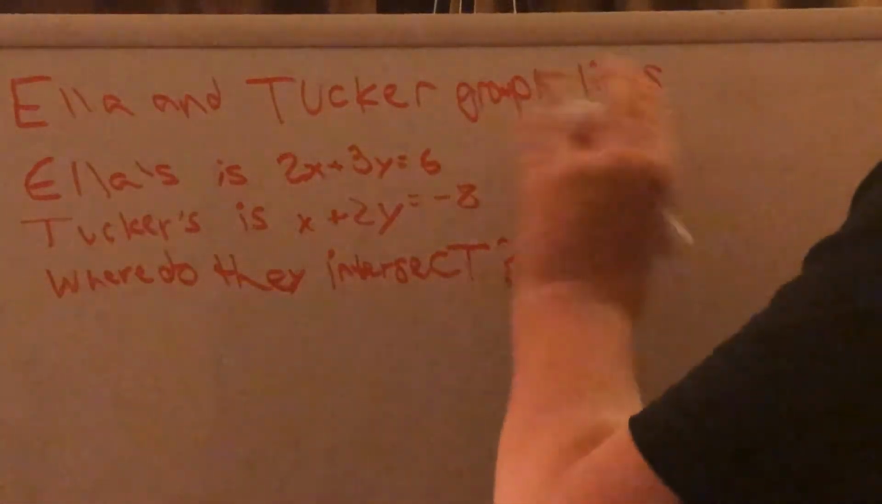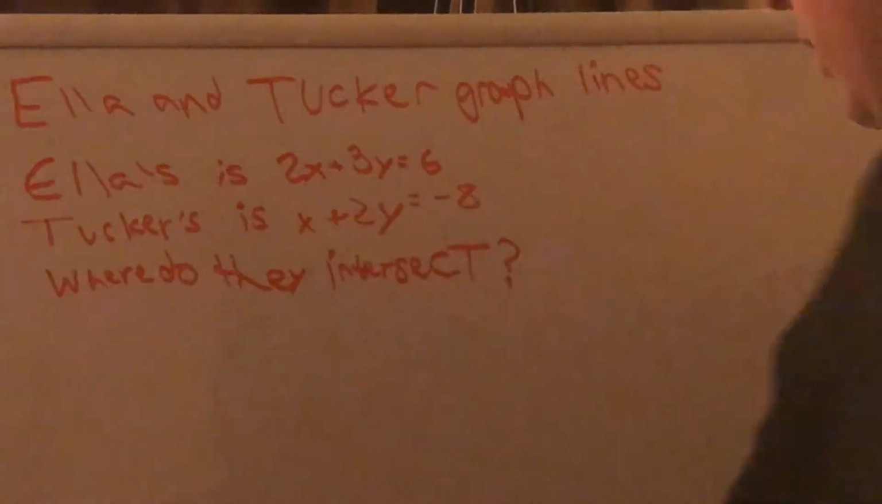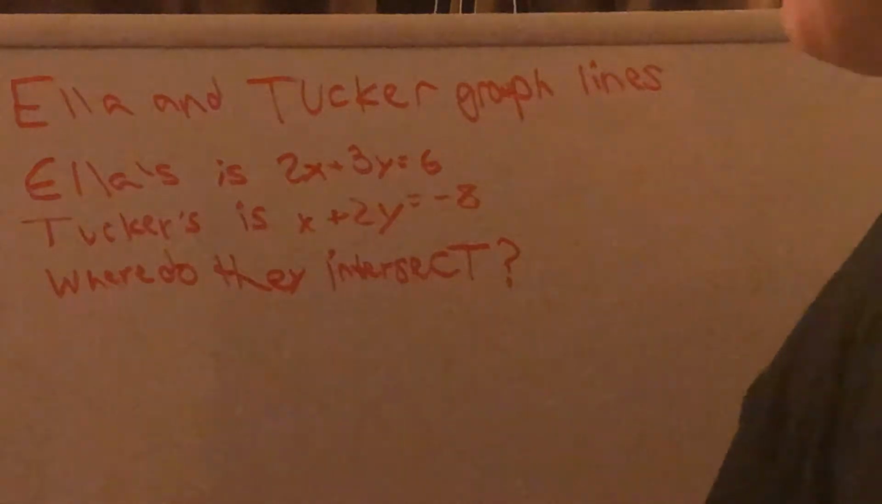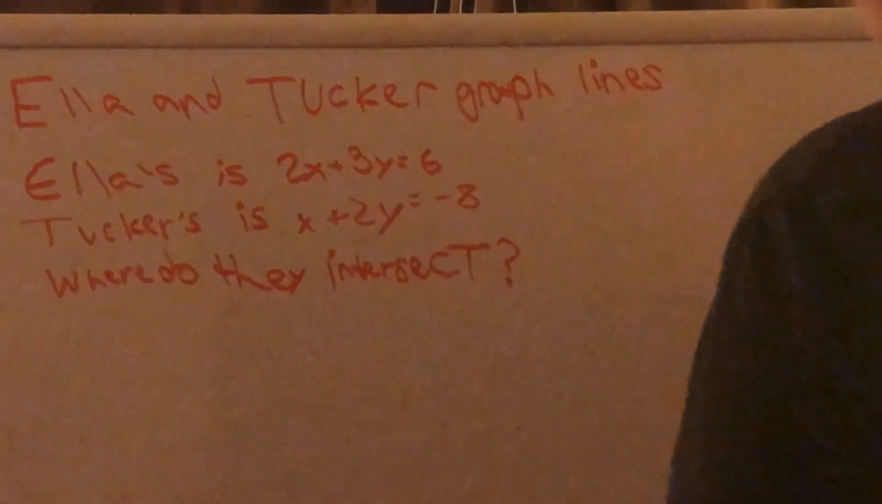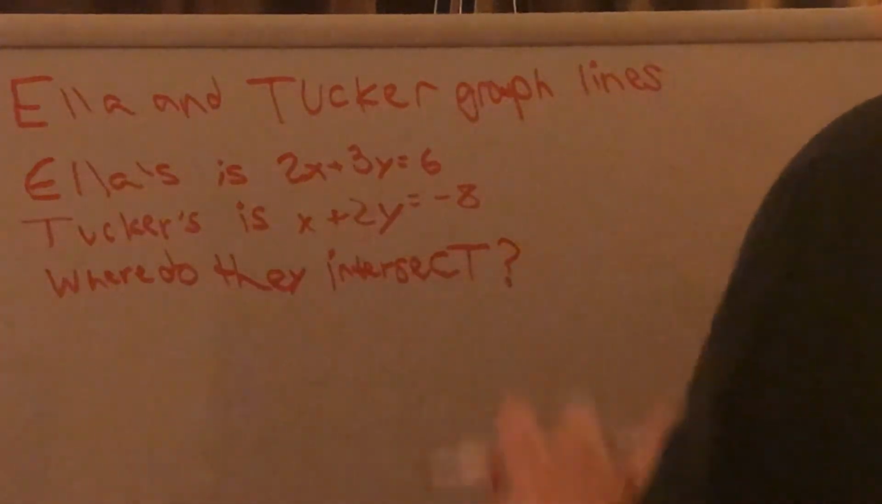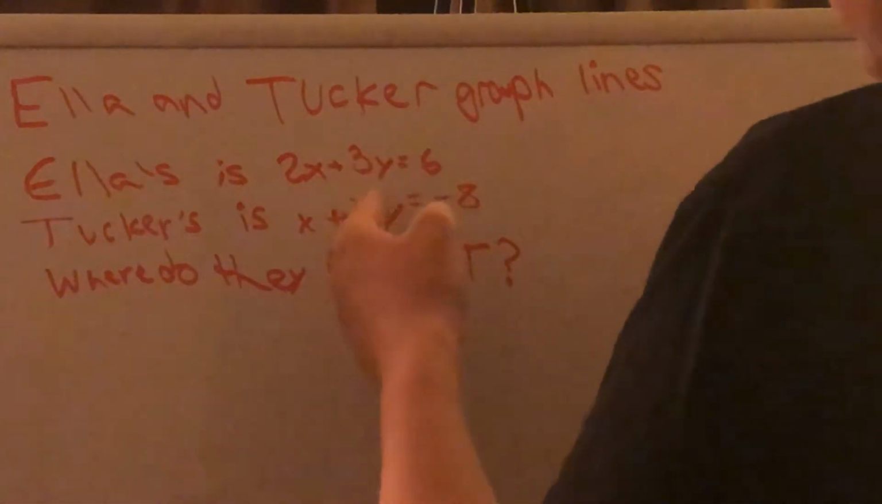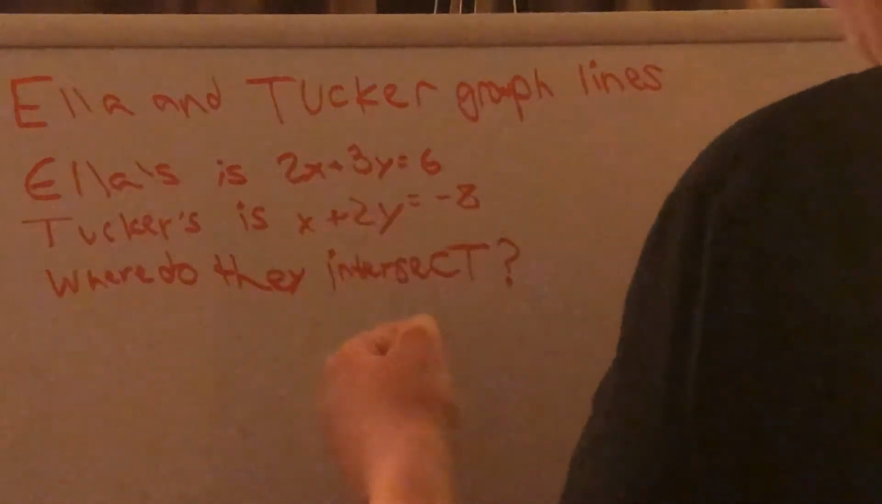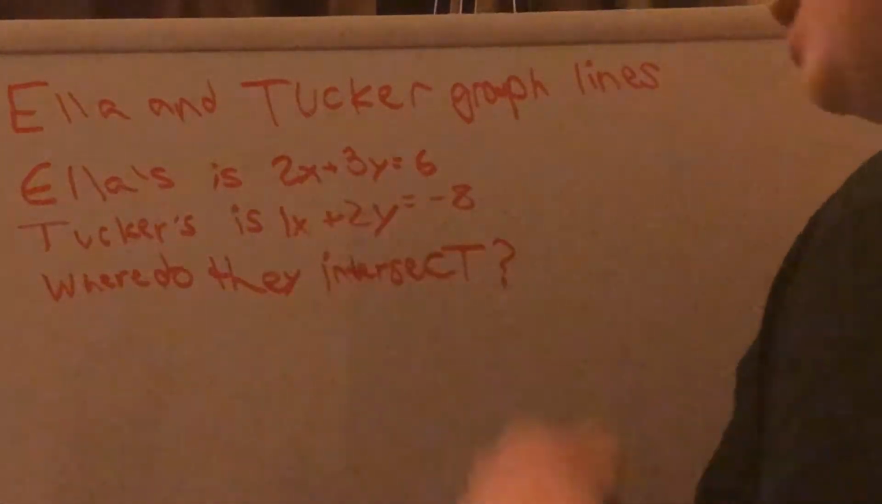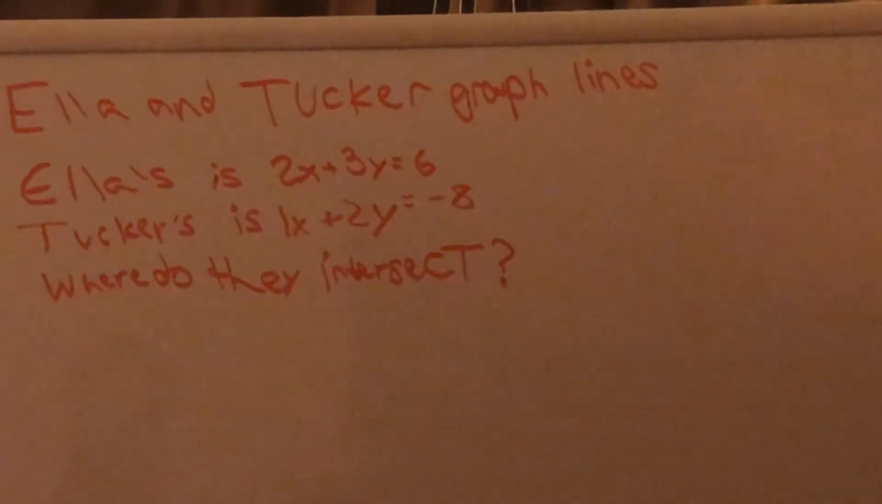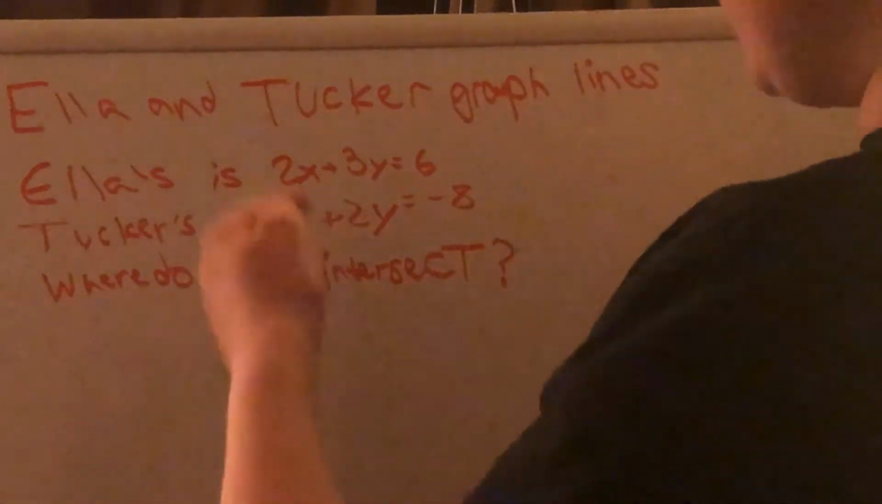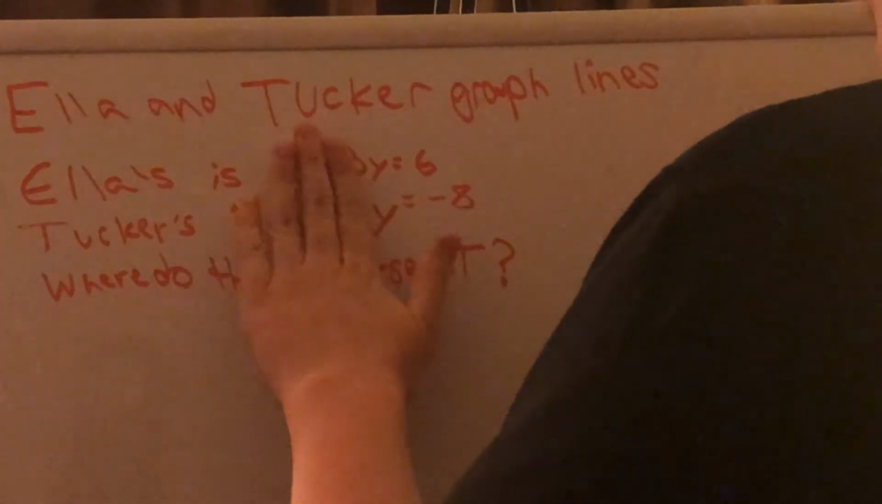I'm not even going to graph these to find the intersection. I'm going to solve this system through elimination. I know I'm modifying this Tucker equation one more time, but I want one of these numbers to align with its counterpart. So I'm going to put a 1 here to remind you that this is 1x. If we multiply this by 2, we could get 2x. And then I could subtract this from this and solve for y. So let's do that.